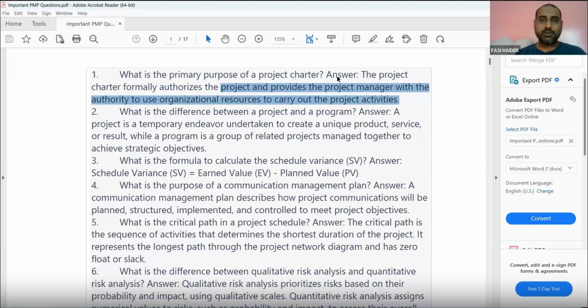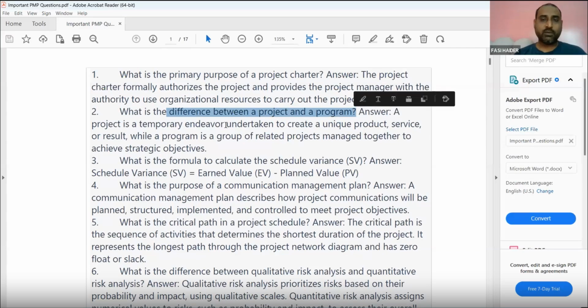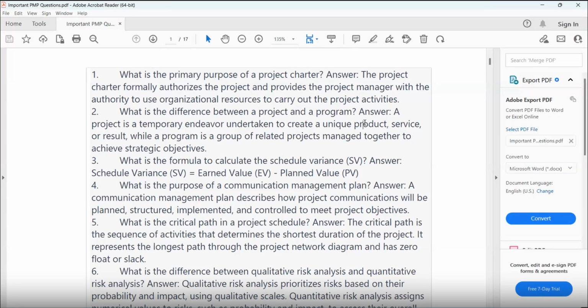What is the difference between a project and a program? You remember we talked about three things: project, program, and portfolio. A project is a temporary endeavor undertaken to create a unique product, service, or result, while a program is a group of related projects managed together to achieve strategic objectives. And when we say portfolio, you remember what was the difference between project management, program management, and portfolio management? When you are managing a particular project, it's project management. When you are managing similar types of projects together, it is called program management. And when you manage different types of projects simultaneously, it is called portfolio management.